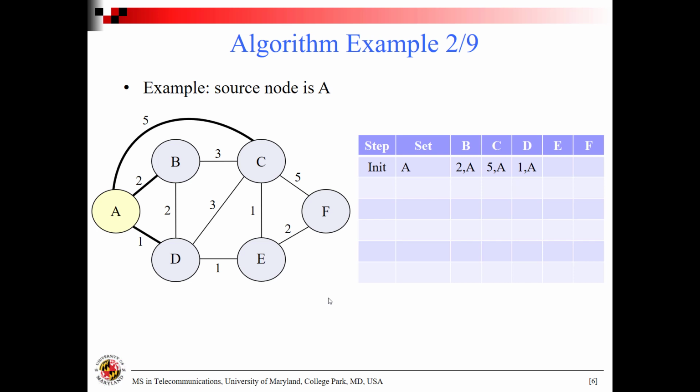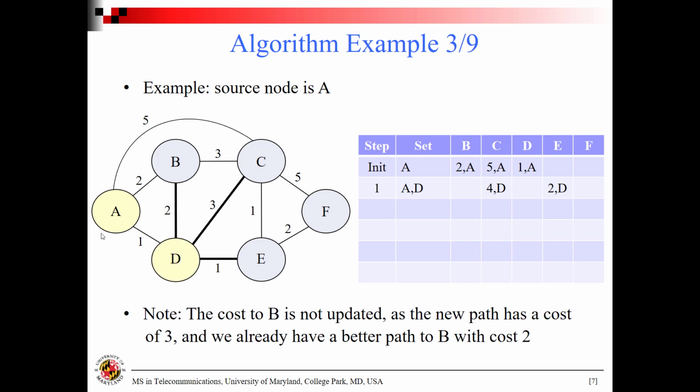So let's do that. All right, so as you can see, I'm highlighting these 2 nodes with yellow, indicating that those 2 nodes are in the set. And I will keep doing that as we are adding more and more nodes to the set. So as you can see, in step number 1, we have added node D to the set.